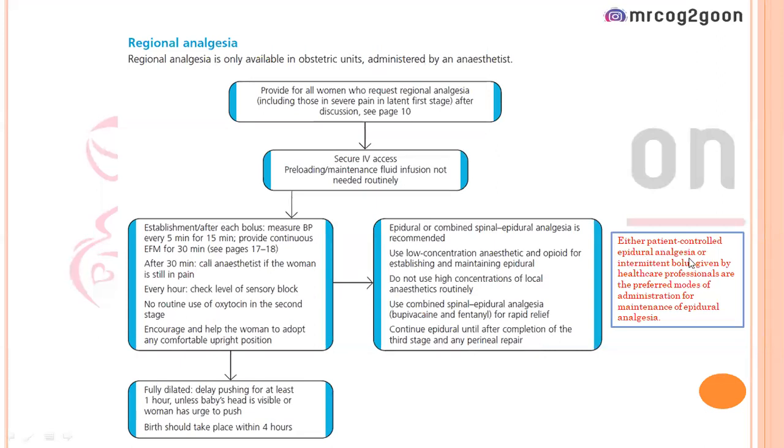Either patient-controlled epidural analgesia or intermittent bolus given by healthcare professionals are the preferred methods of administration for maintenance of the epidural analgesia. If the patient who is on regional analgesia became fully dilated, we have to tell her to delay pushing for at least 1 hour or till she has the urge to push, because this will decrease the need for assisted vaginal birth.